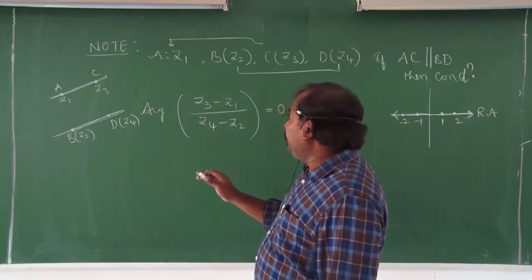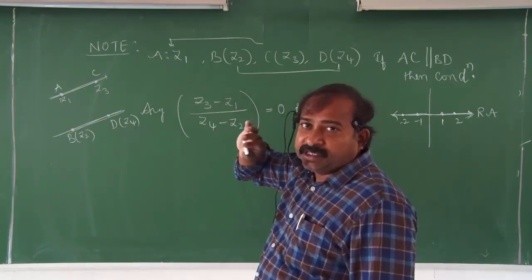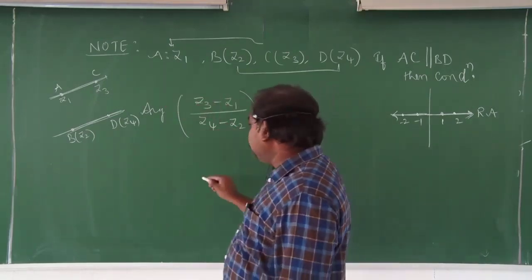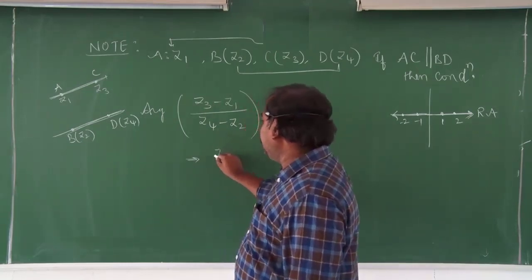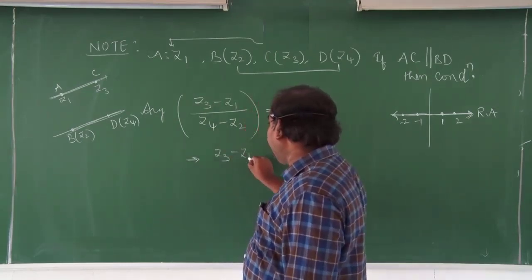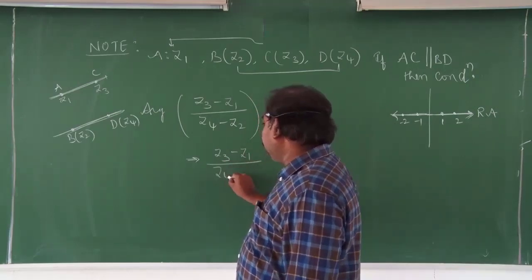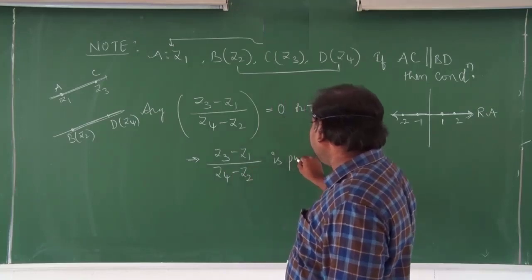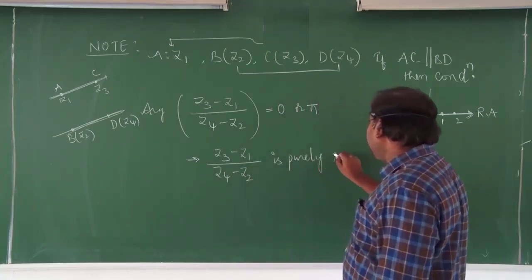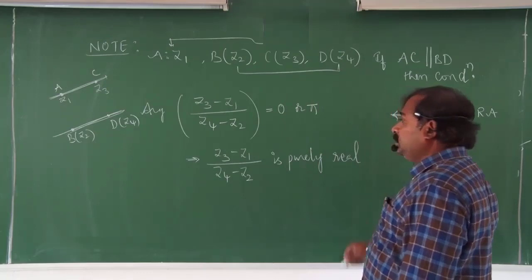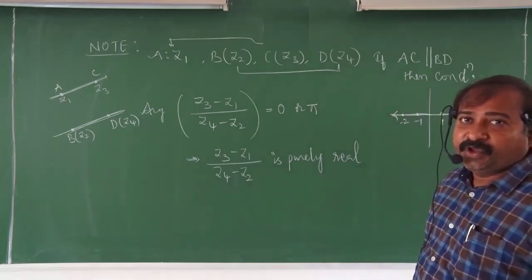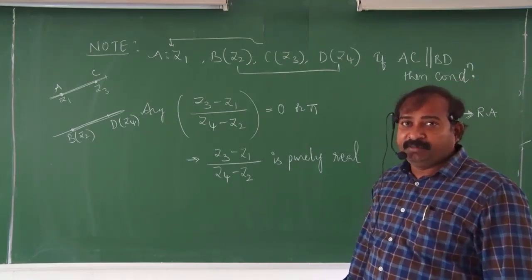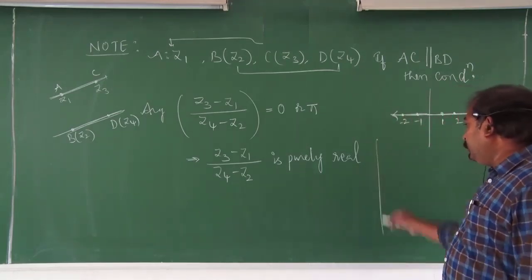So according to the given data, these two lines are parallel means the argument difference is either 0 or pi. So here we can write that (z3 minus z1) by (z4 minus z2) is purely real. This is one important point. Now, from the JEE Mains point of view, how will they frame the bit? Simple, they will frame the bit like this.